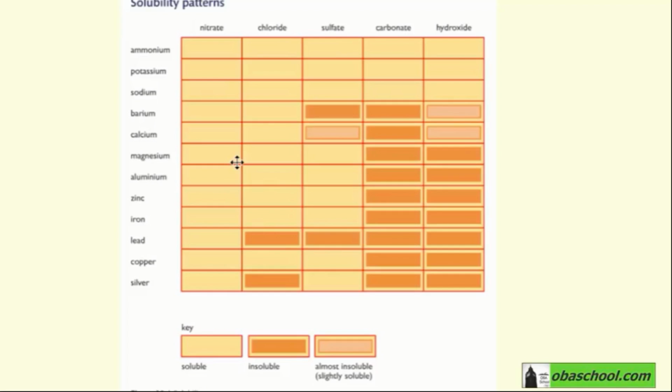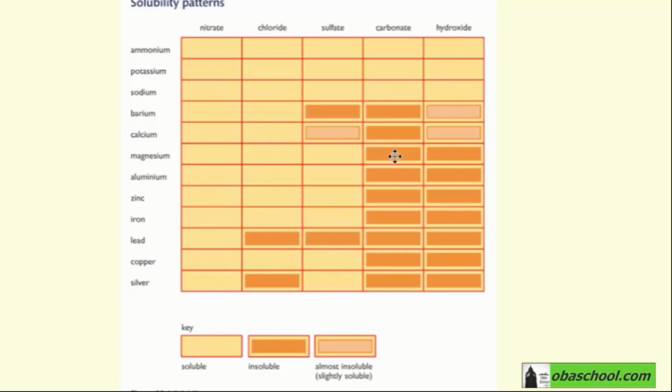Similarly, if I want to know if zinc sulfate is soluble or not, we start with zinc. So I start going forward till reaching sulfate. This is the meeting point, so zinc sulfate is soluble. What about magnesium carbonate? Magnesium is here, so I go forward till reaching carbonate. So magnesium carbonate is insoluble. So this is how this table works.